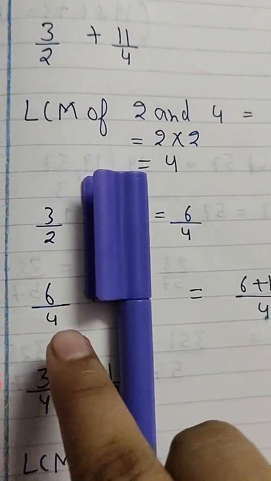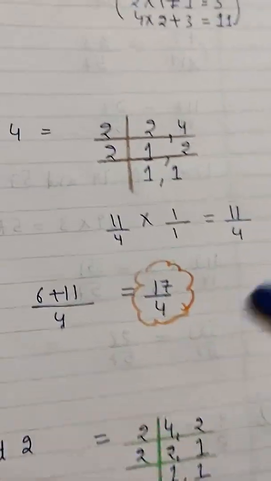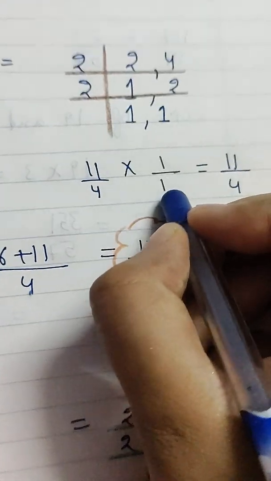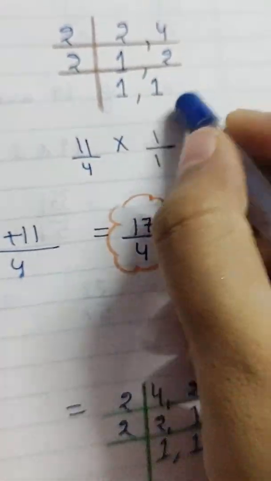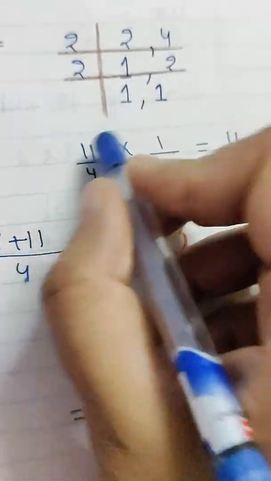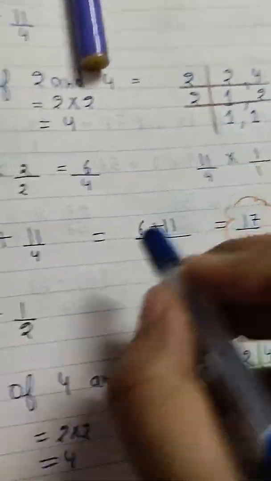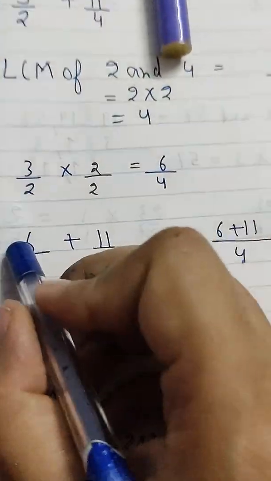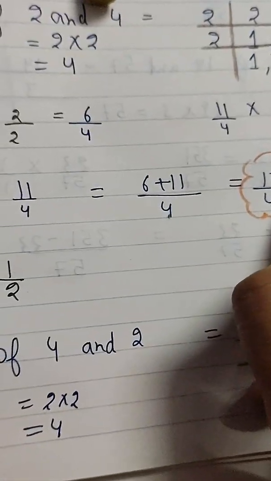Now we have 6 by 4. Again here, 11 multiplied by 1, as 4 is already there, so we need not multiply with any other number. We can multiply by 1, numerator and denominator the same: 4 times 1 is 4, 11 multiplied by 1 is 11. So now we will be adding these numbers. Again you will write 6 by 4 plus 11 by 4 like this, but you will not add the denominators, you will take it common. 6 plus 11 is 17, and the denominator will be 4.